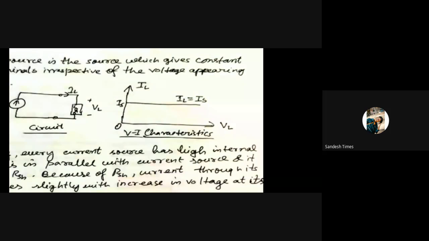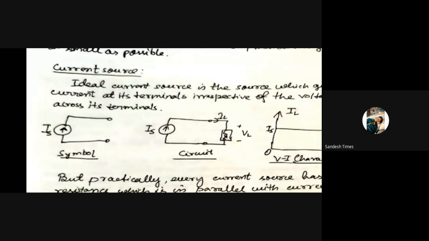Again, the ideal current source does not exist in the practical sense. Practically, every current source has a high internal resistance, in parallel with the current source, represented by RSH. Earlier, in the voltage source, RSE was in series. Now RSH is in parallel, and because of RSH the current through its terminals decreases slightly with the increase of voltage at its terminals. We will later also see that a current source in parallel with a resistance is equivalent to a voltage source in series with a resistance.